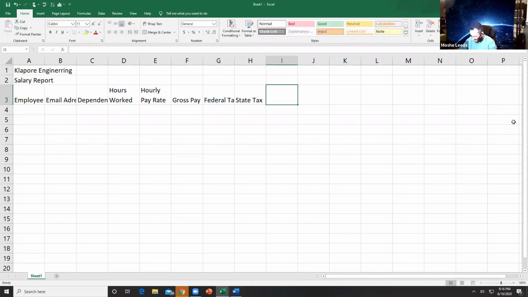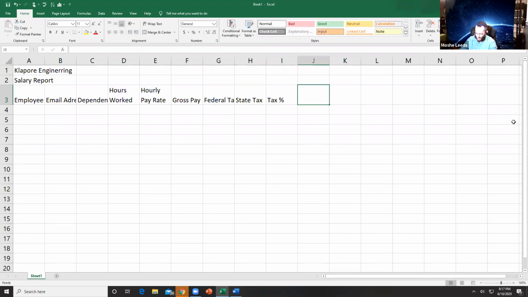Then I'm going to type in I3. I'm going to type tax percentage. Okay, so tax, then I'm going to put the percentage sign. So that's shift. Hold the shift button down, and right above the 5, you have the percentage. Click on that, and you have your tax percentage.